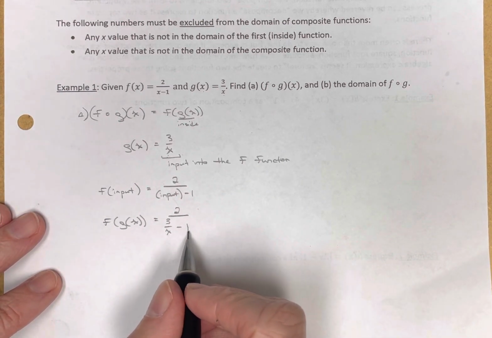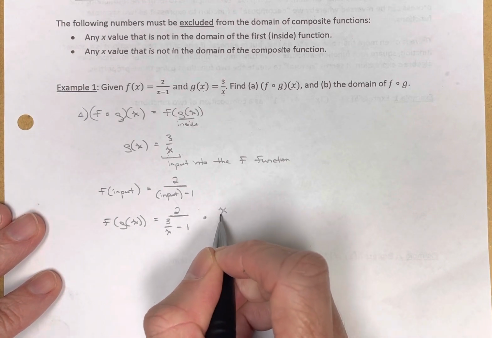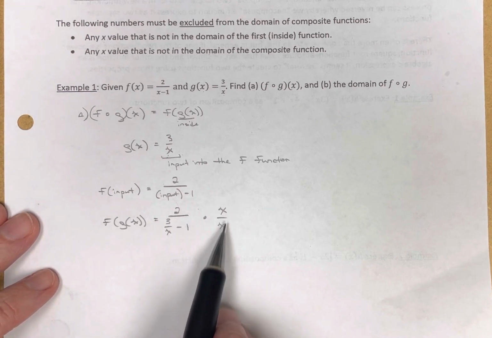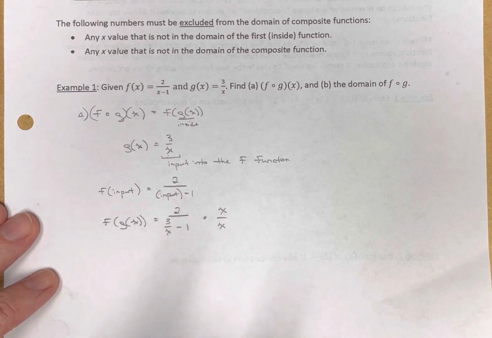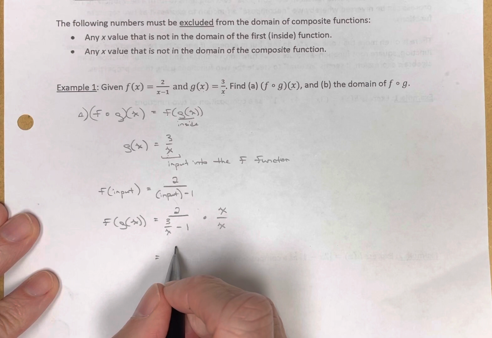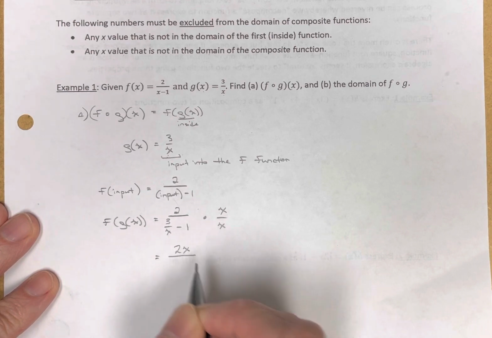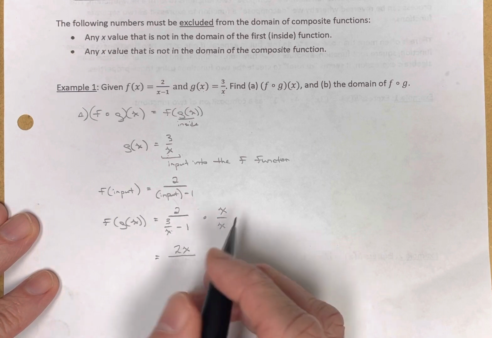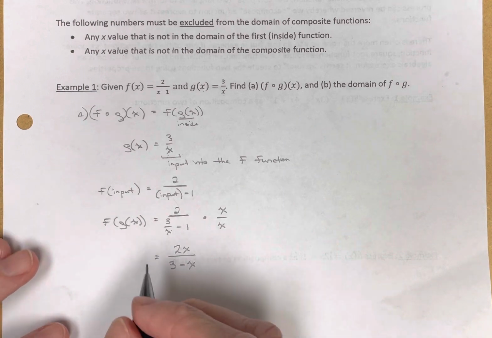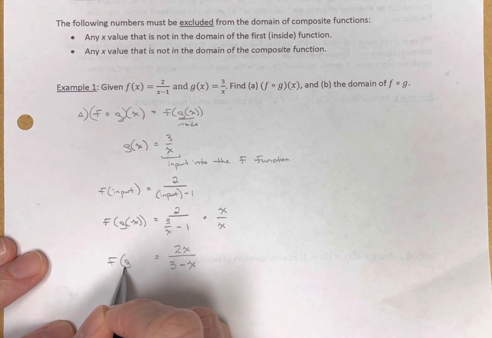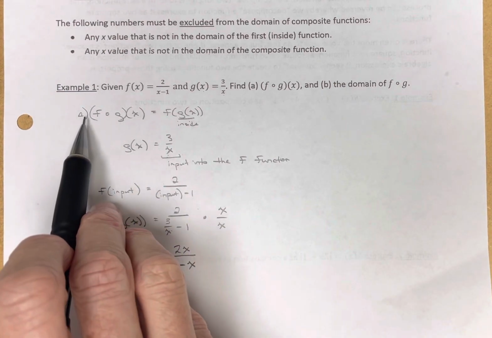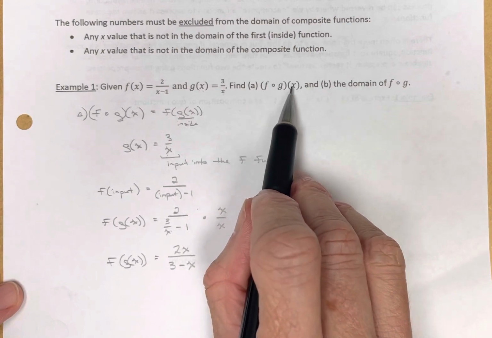Let's simplify this by multiplying numerator and denominator by x. We can multiply anything by 1, and we haven't changed what we began with. If we multiply it by x, this becomes 2x, and the denominator becomes 3 minus x. So here is our composite function, f of g of x.